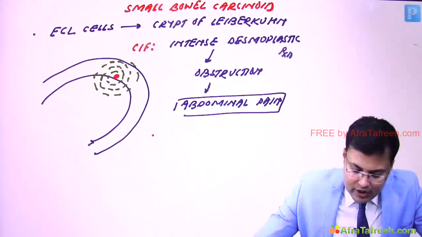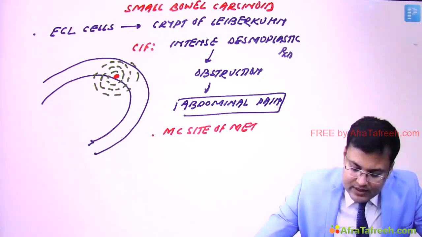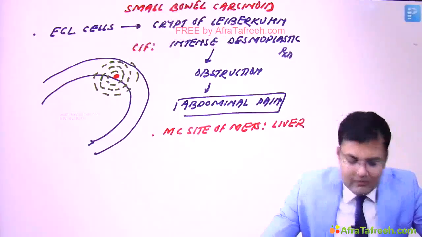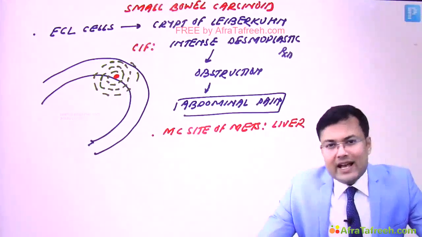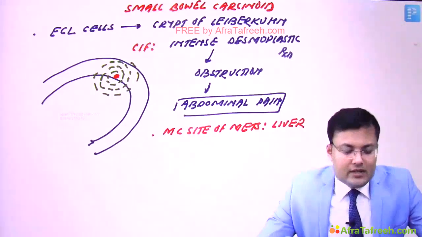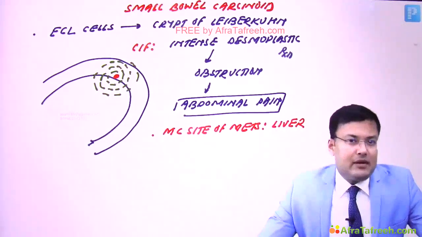Okay, GI blood is finally going into the liver via the portal vein. So what is the most common site of metastasis? Most common site of metastasis, since the tumor is in GIT, it's what? Liver.